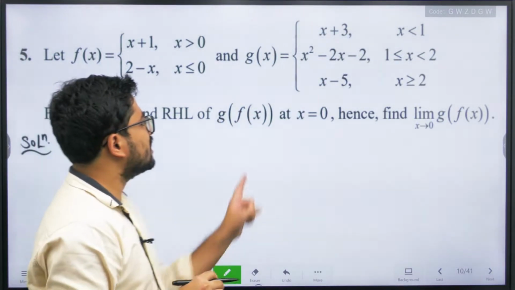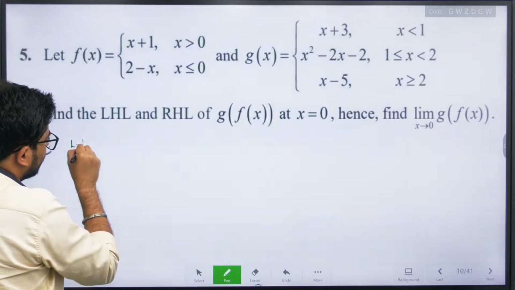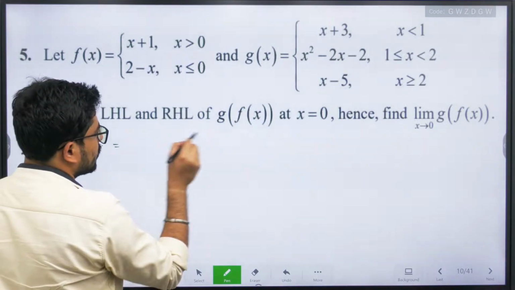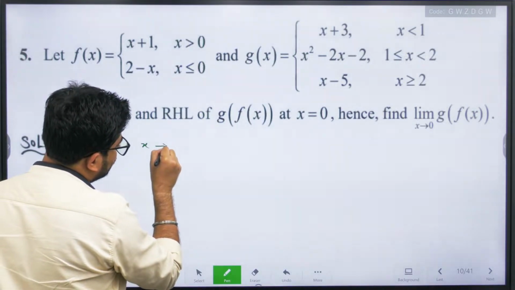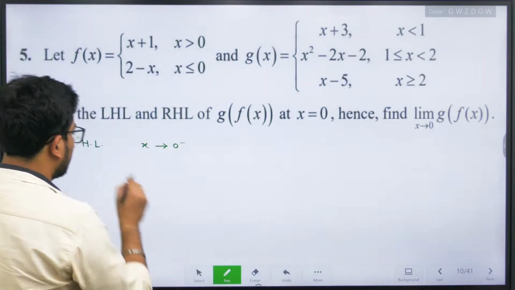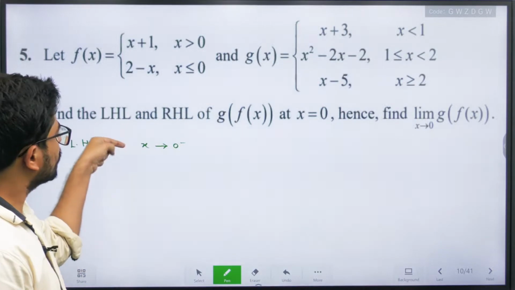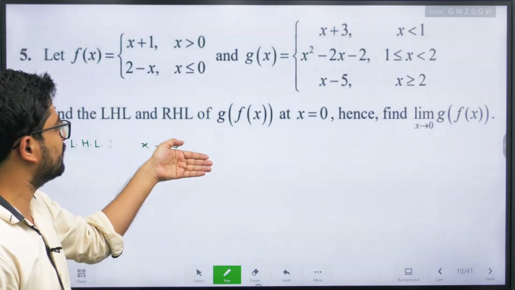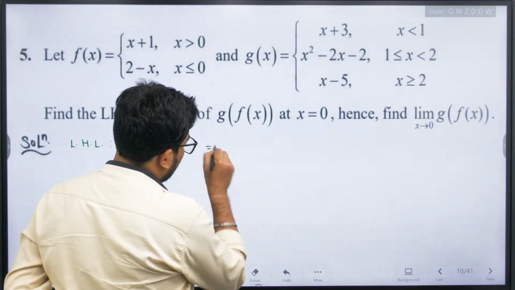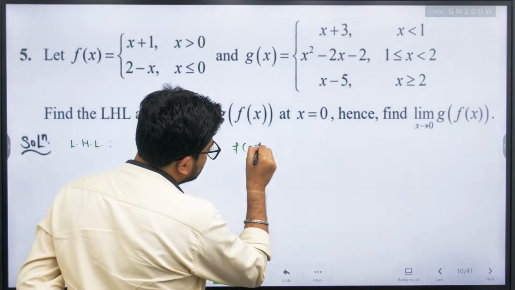So the left hand limit at x is equal to 0, means x tends to 0. For the left hand limit, x tends to 0 minus. We are calculating the left hand limit of this function at x is equal to 0, so x tends to 0 minus. And sir, you want f of 0 minus now. Okay, f of 0 minus. Yes or no? You want f of 0 minus.